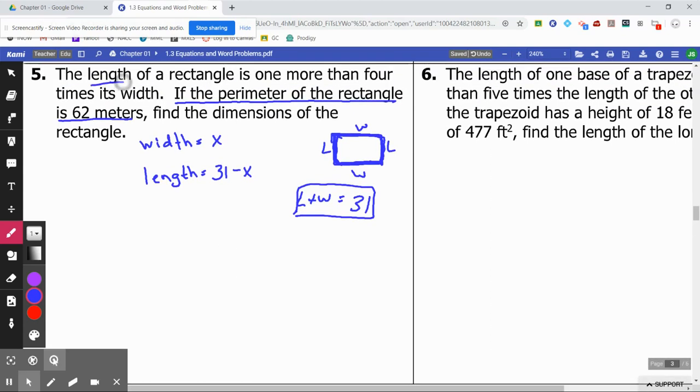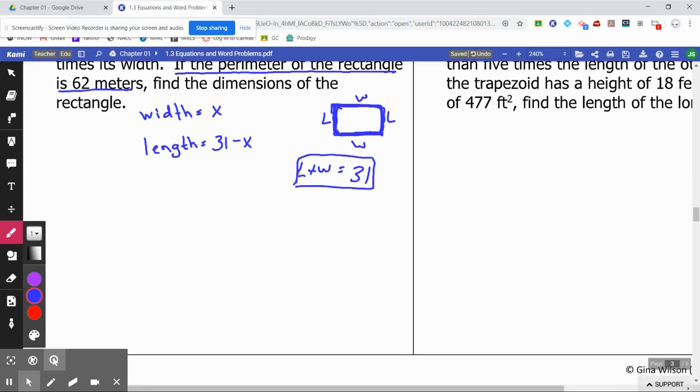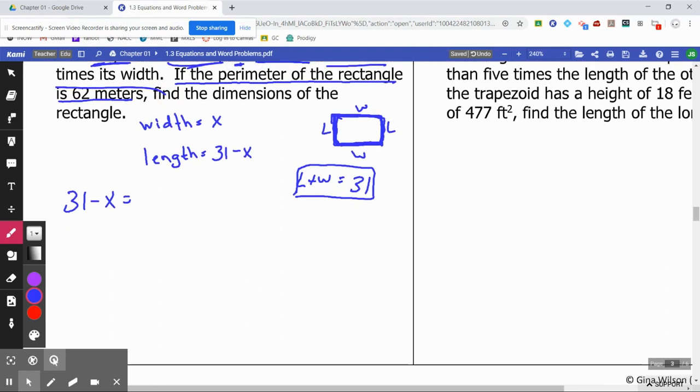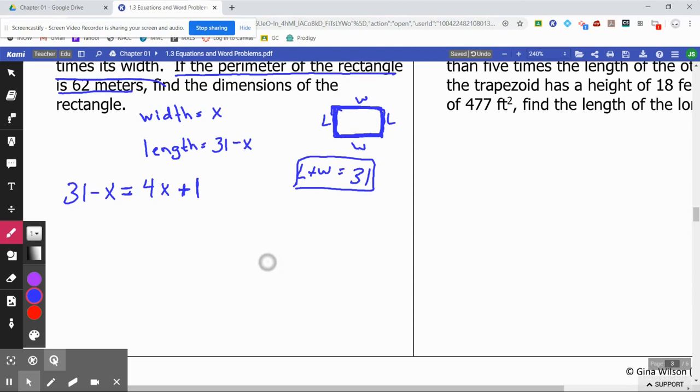Now, the length of the rectangle, which we know is now 31 minus x, is equal to 1 more than 4 times the width. Okay, 4 times the width, 1 more than that. Let's say it again. The length of the rectangle is 1 plus 4 times the width, which we know is x. This one actually is going to be a whole lot simpler to solve than the last one.